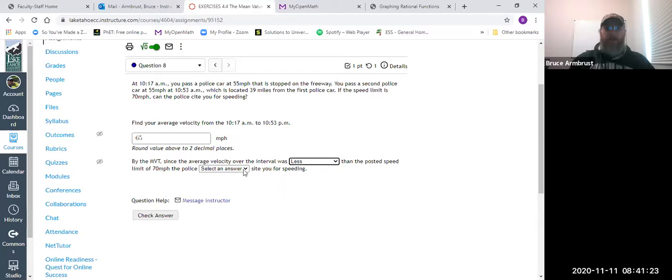Then the police can or cannot cite me for speeding. Well, the answer to this one is going to be cannot. There is the potential that I was going over 70 miles an hour at some point, but they don't know that, right? You think about the information they have. When I passed them each individually, I was going 55 miles per hour. So I definitely wasn't speeding at that point.